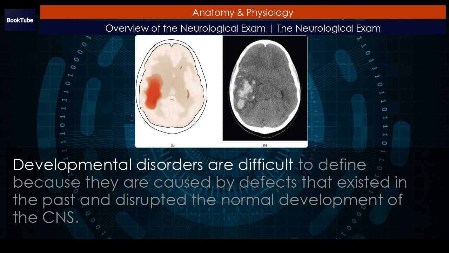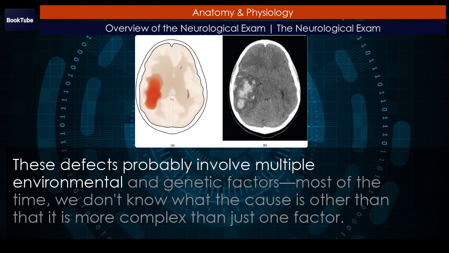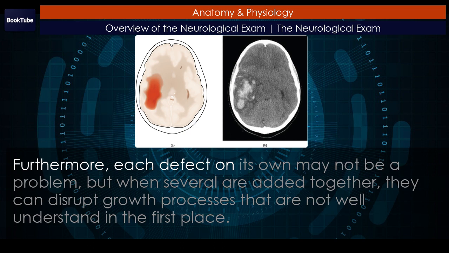Developmental disorders are difficult to define because they are caused by defects that existed in the past and disrupted the normal development of the CNS. These defects probably involve multiple environmental and genetic factors. Most of the time, we don't know what the cause is other than that it is more complex than just one factor. Furthermore, each defect on its own may not be a problem, but when several are added together, they can disrupt growth processes that are not well understood in the first place.